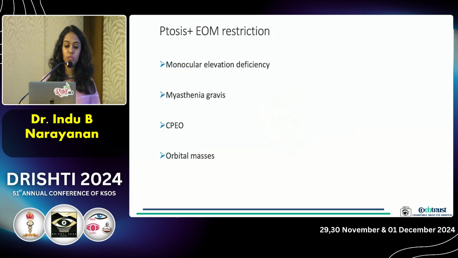Other cases wherein ptosis and extraocular muscle restriction are there include monocular elevation deficiency, myasthenia gravis, CPEO, or some cases of orbital masses, which cause multiple cranial nerve involvement.